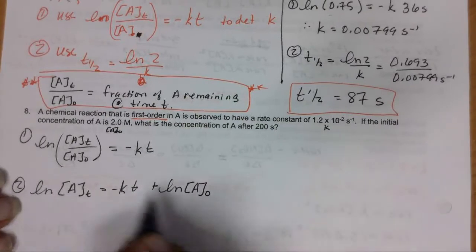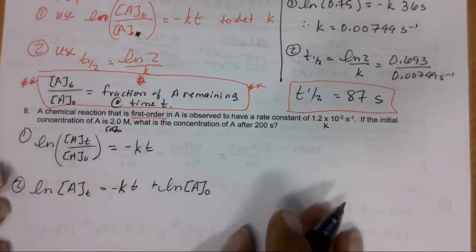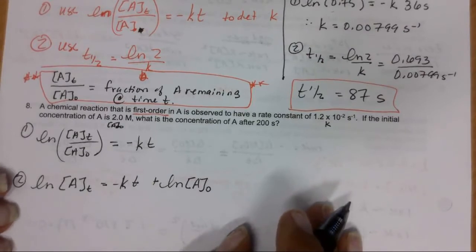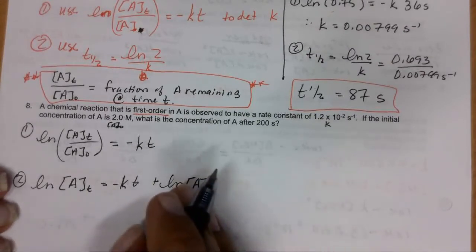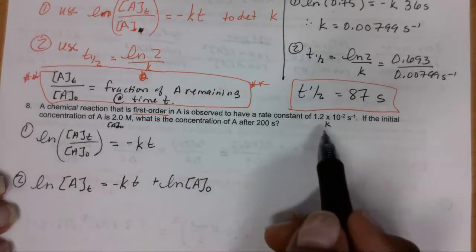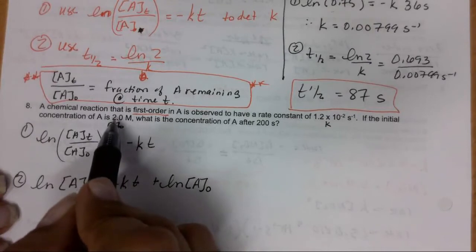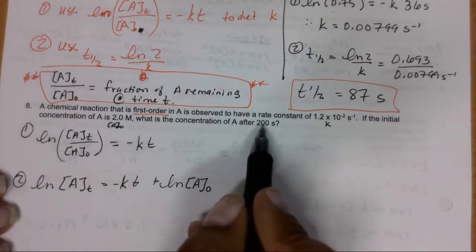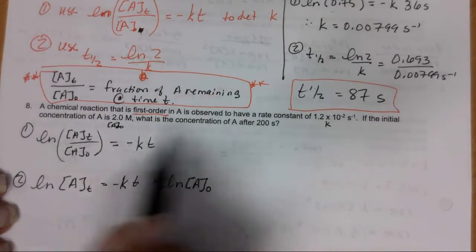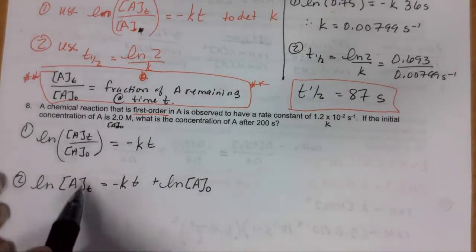Remember, this forms the equation of a line, y equals mx plus b. And in this problem, here's the thing. We know what k is, we know what the initial concentration of A is, and we have a time. So which equation is going to be the easier one to work with? It's going to be the second one.